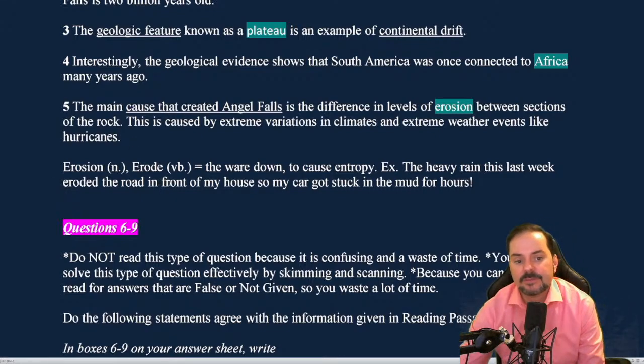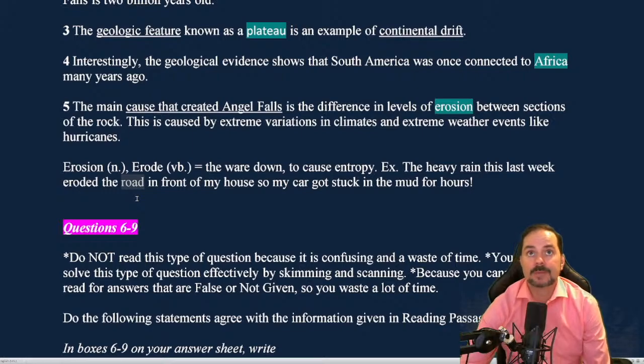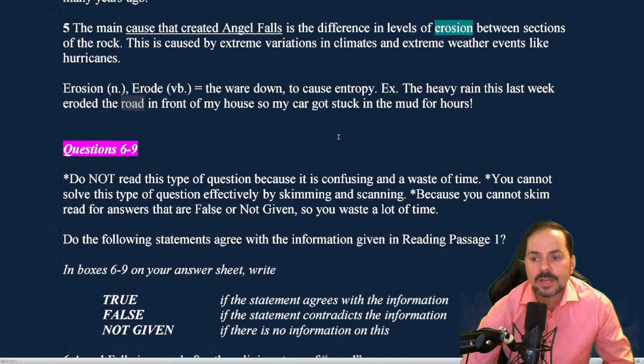It's a kind of a fun way to remember it because road and erode. Okay, so erosion, just remember the spelling's a bit different here. Erosion often causes damage to roads. Okay, all right, good.